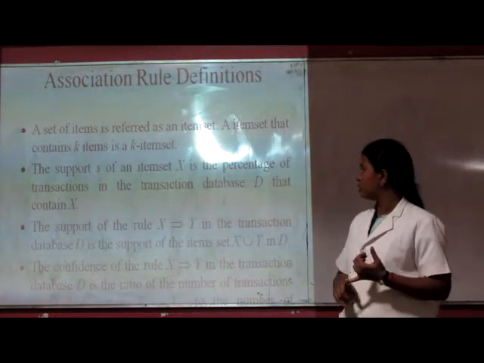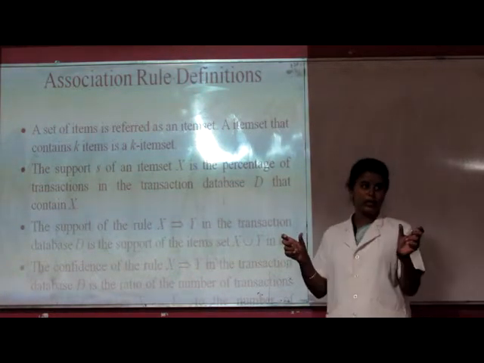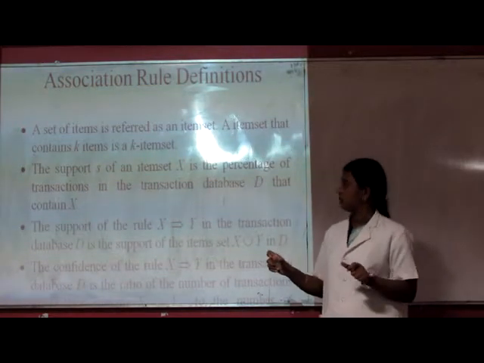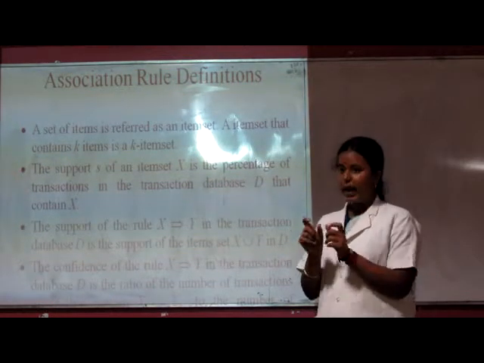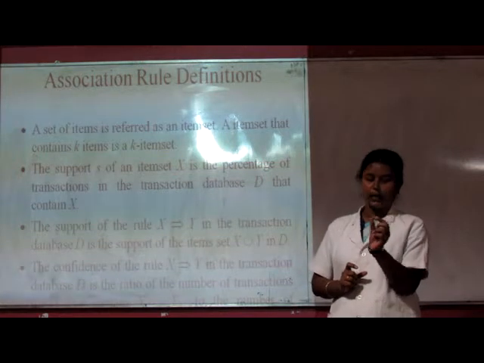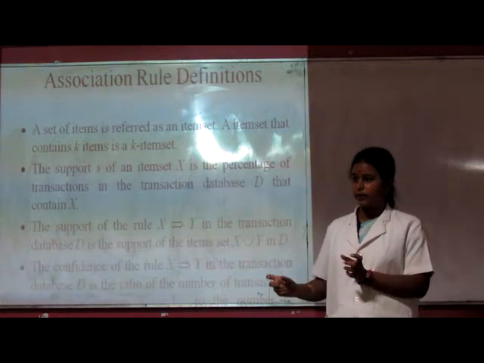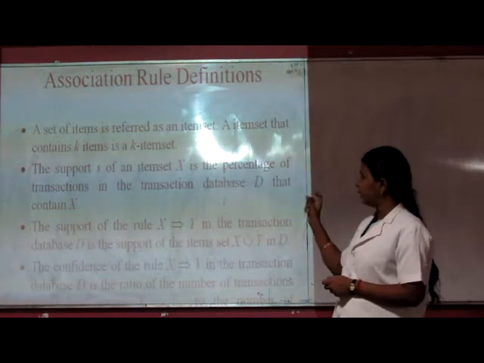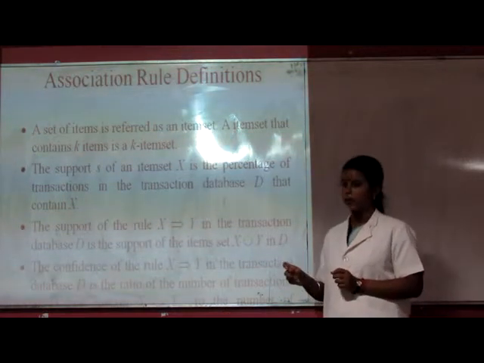For an association rule, you need a set of items, which is referred to as an item set. From the items I1 to IN, I get the set, that is the item set. And then an item set that contains K items. If I have one item, I can represent it as a one item set. If I have K items, say 10 items, it is a 10 item set. So for a set containing 10 items, an item set that contains K items is represented as a K item set.